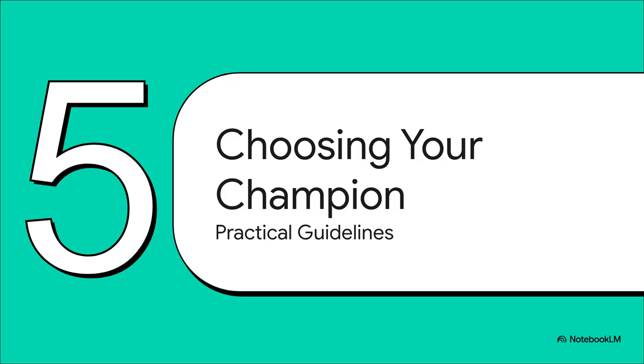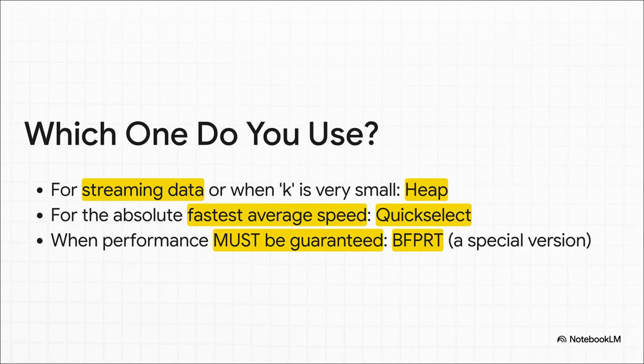So, we have all the data. We know the strengths, we know the weaknesses. So, how do you make the final call? Let's lay out the practical guidelines for choosing your champion for the job. The decision really just boils down to your specific needs. If you're dealing with a continuous stream of data that never ends, or if K is really small compared to N, the heap method is perfect. It's simple, it's reliable. If all you care about is the absolute fastest average time and using as little memory as possible, QuickSelect is your go-to, no question.